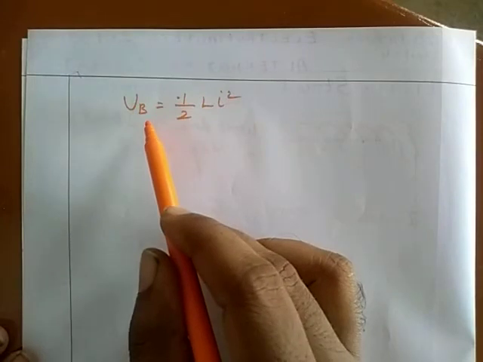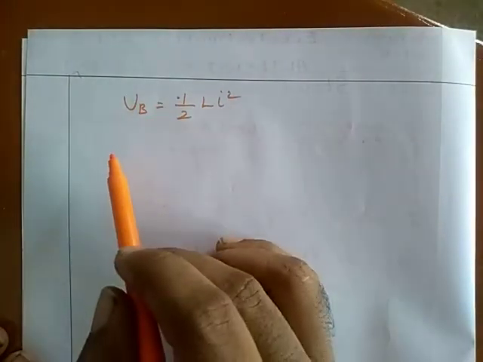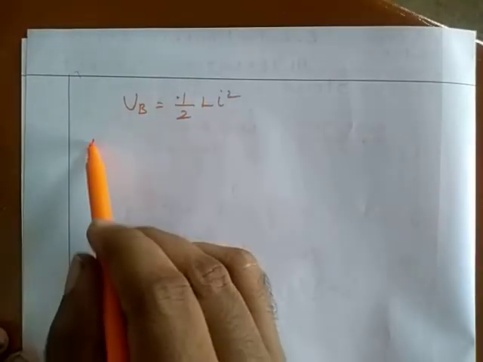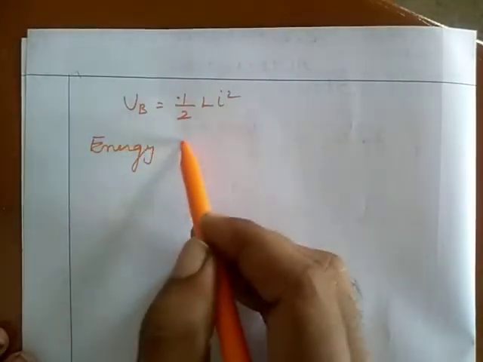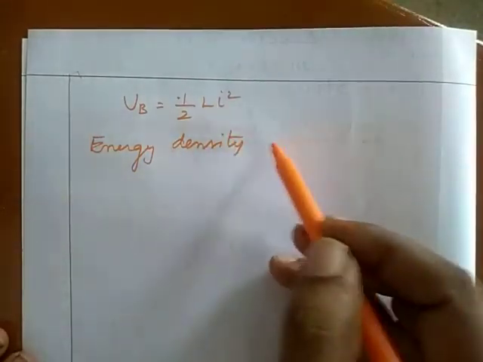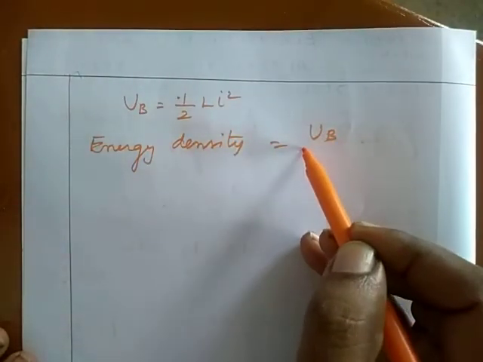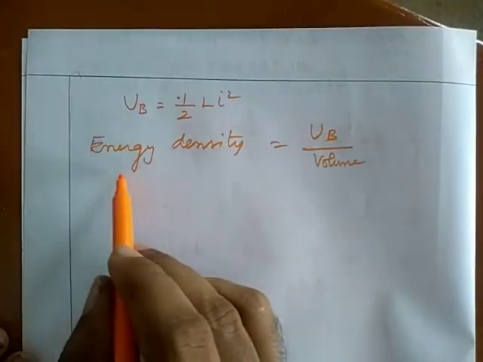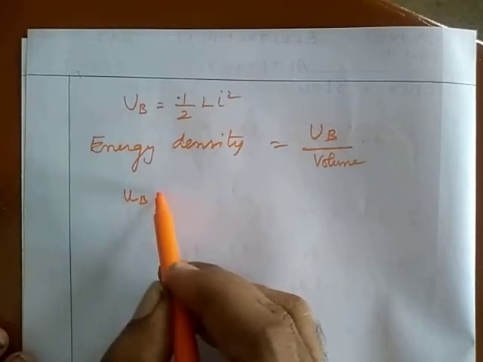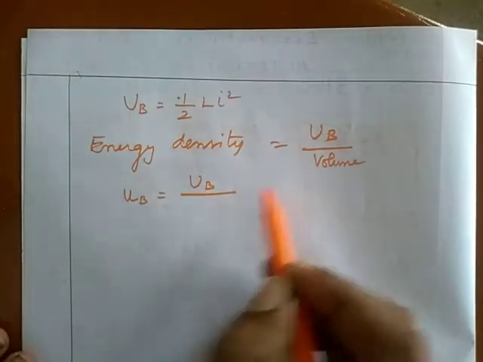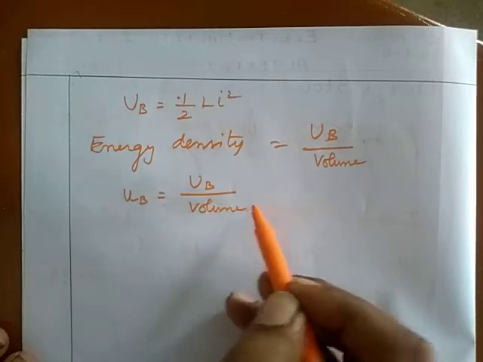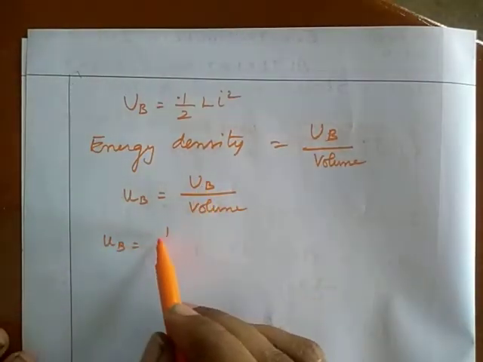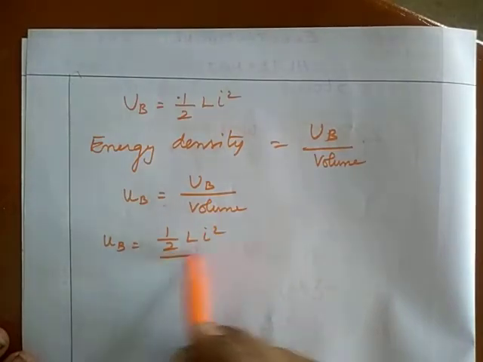Here it is the energy stored in the inductor. Let me see what is the energy stored per unit volume, that means energy density. Energy density is the energy stored per unit volume. Then energy density is represented as small u_B, and this is capital U_B over volume. We can substitute the values: u_B is equal to capital U_B, that is 1 by 2 L I square, by volume.